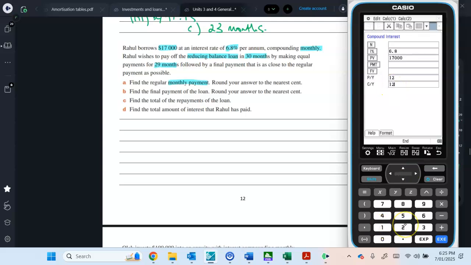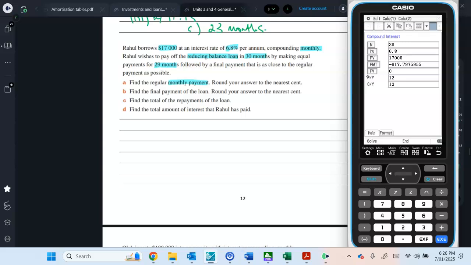Probably easier, yeah, to fill it in as we go. Rahul wishes to pay off the reducing balance loan in 30 months. Now okay, we'll do 30. By making equal payments for 29 months followed by a final payment that is as close to the regular payment as possible. Alright, so if he's paying 0, well, we want it to get to 0. So the payments, whoops, $617.80, so we'll round that to 80 cents. So it'd probably be 80 cents, but remember our final payment is going to be slightly different.